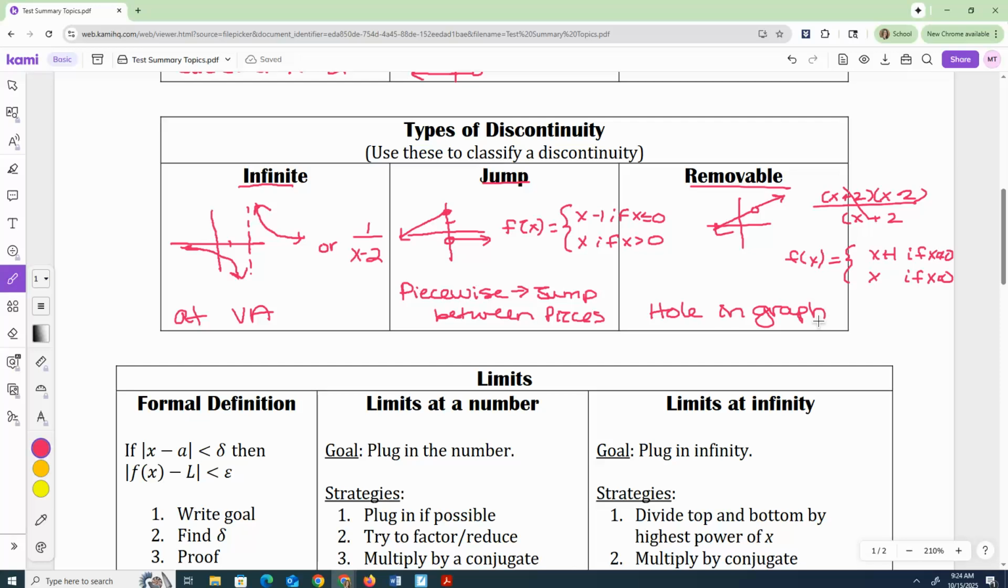So a lot of times we were classifying them without the graph itself. I mean, it could be from a graph, but a lot of times we're just looking at the expressions themselves and deciding, does this have a vertical asymptote? Would those factors cancel? Or do we have a hole in those graphs?